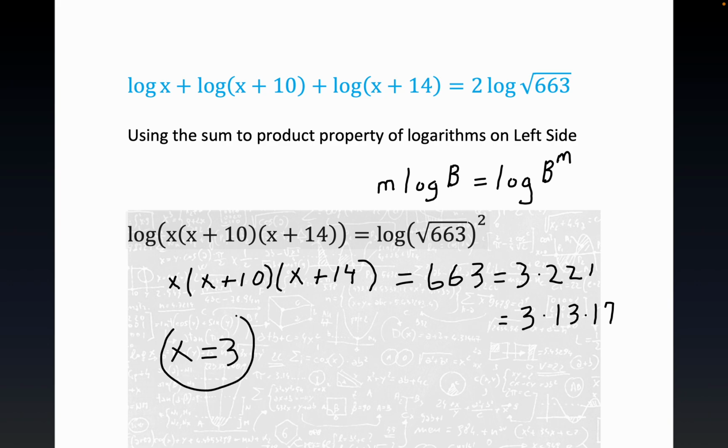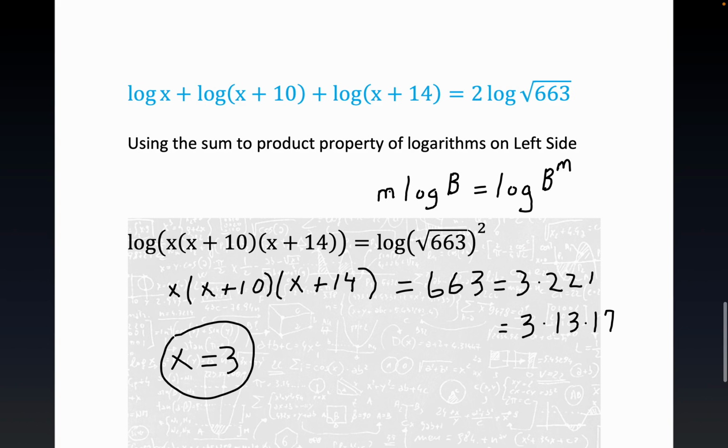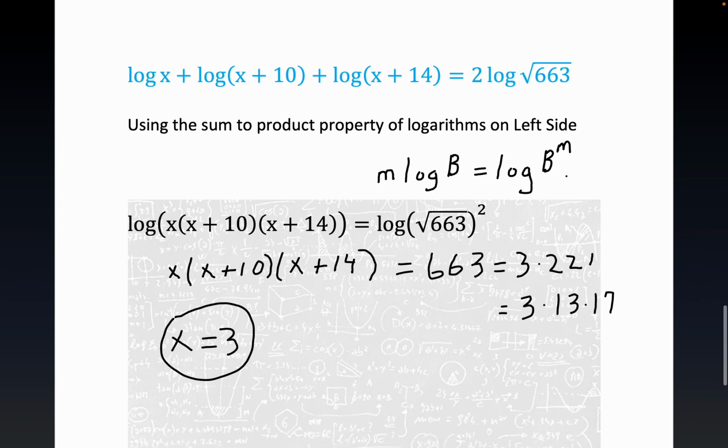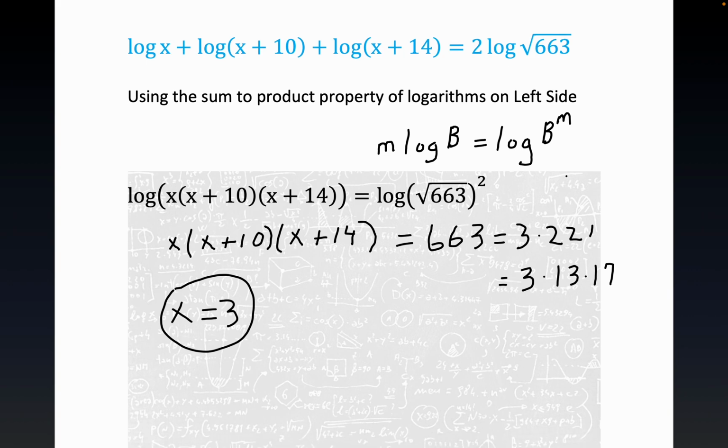And that's the answer to the problem, folks. X equals 3. And really, we did this by using the sum to product property and also this property of exponents, where the multiplier actually becomes an exponent. Now, it's not quite as easy as it sounds, all tidy and everything, but you see there are other divisors here.